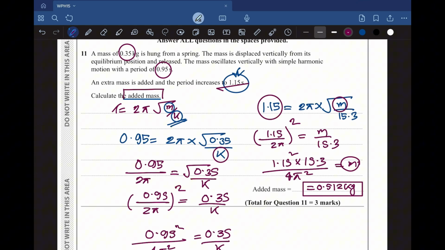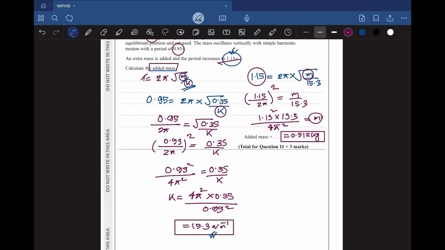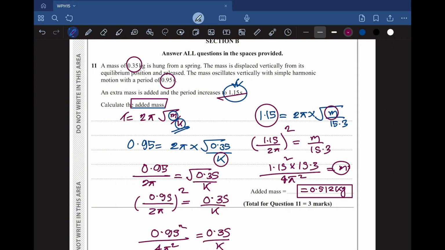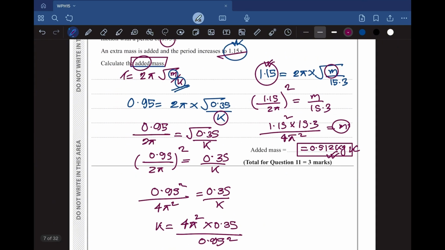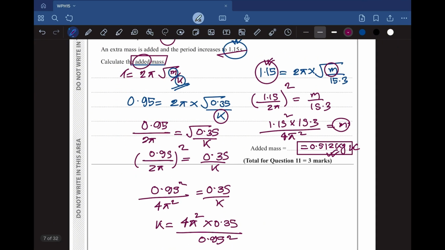So this is basically the mass at which this time period happens, but the question says not the mass, it says the added mass. I mean the mass that was added to this 0.35 kg. So this is the mass that has gone for a time period of 1.15, but the question says about the added mass, so we'll have to subtract 0.35 from this value.